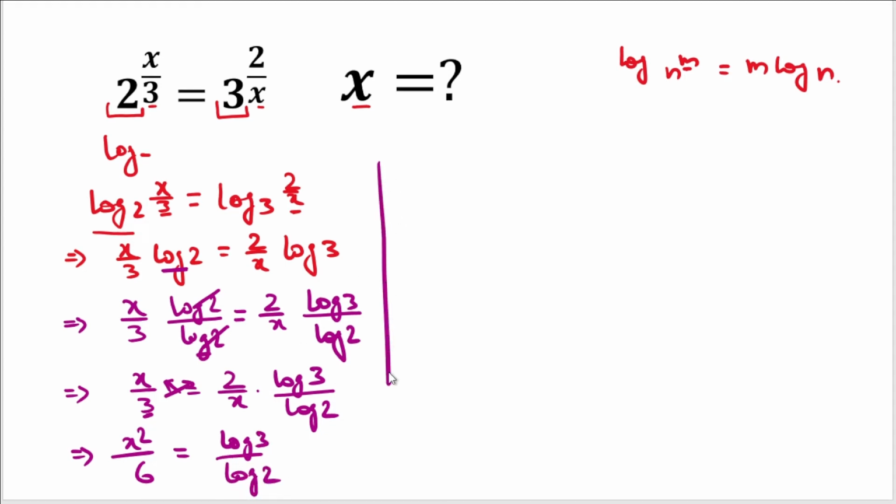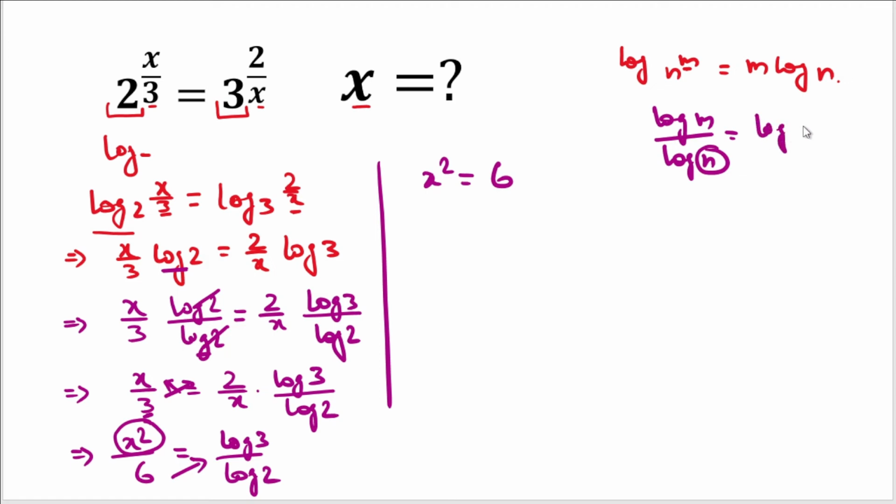Now we'll write it here. In the next step we'll keep x square on the left hand side, so x square is equal to, cross multiplying by 6, 6 times log 3 by log 2. We can write log m divided by log n as log m with base n. Here the denominator is 2, so the base will be 2, so we can write 6 times log 3 with base 2.